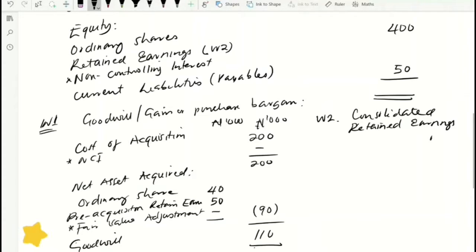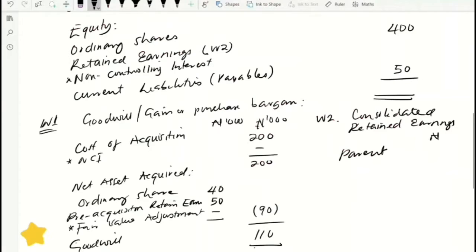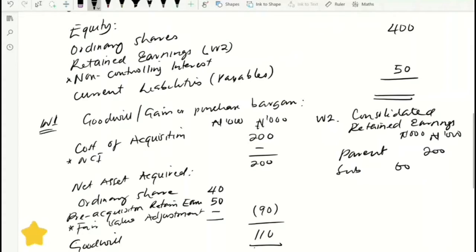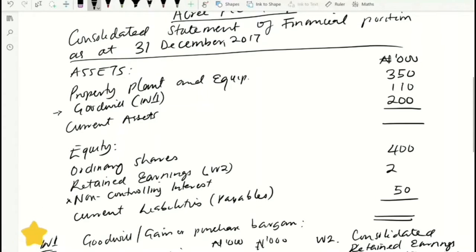So we now prepare our working 2, which is the consolidated retained earnings. You bring the retained earning of parent, you bring that of subsidiary, and you less the pre-acquisition retained earning. The retained earning of subsidiary at this point is 60,000. Pre-acquisition retained earning was 50,000. You less that, and you have 10,000. We are lessing it because it's a retained earning. If it was a retained loss, we would have added.